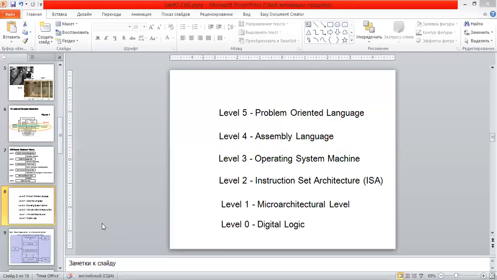Next, please. Instruction set architecture. Nargisa, please turn off your microphone.